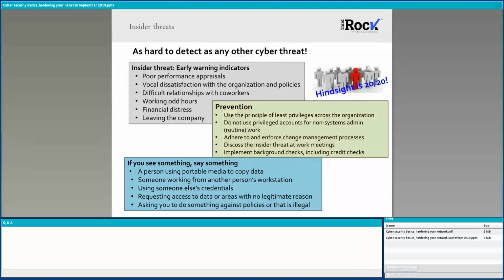And typically we say, it's always hindsight. When you look back at an insider threat, you go, it was obvious he was doing these things, but you need to pay attention before that happens, because it can cause serious damage to your organization.